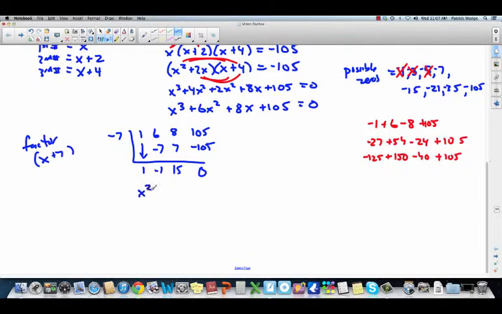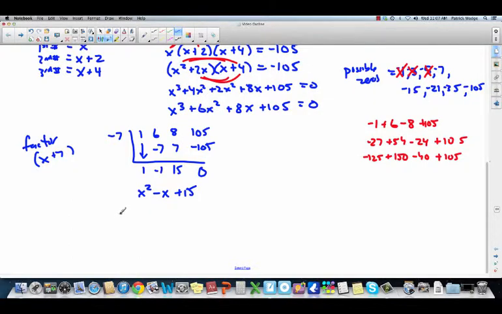What are we left with? x squared minus x plus 15. Can we factor that? Looking for two numbers that multiply to 15 and add to 1. No such numbers. We'd have to use the quadratic formula.